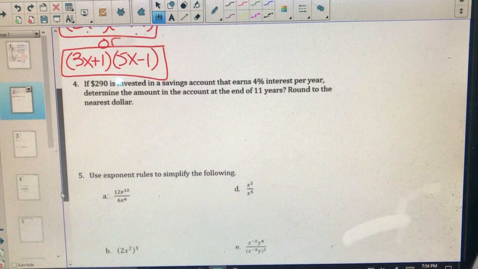All right, number 4. Is what we just recently learned. It says if $290 is invested in a savings account that earns, so gains, 4% interest per year, determine the amount in the account at the end of 11 years, round to the nearest dollar.